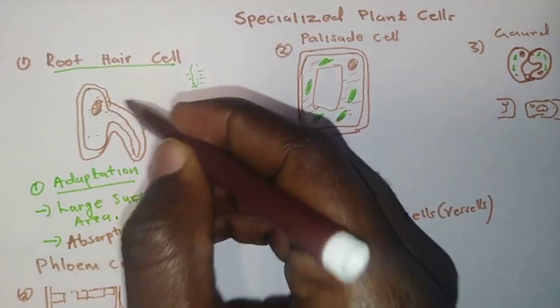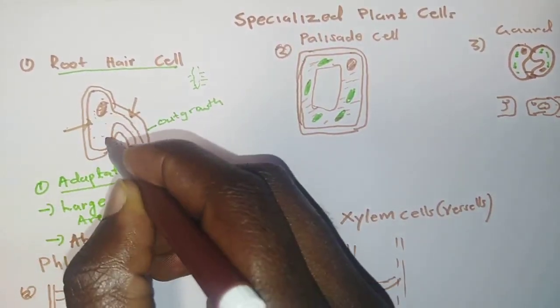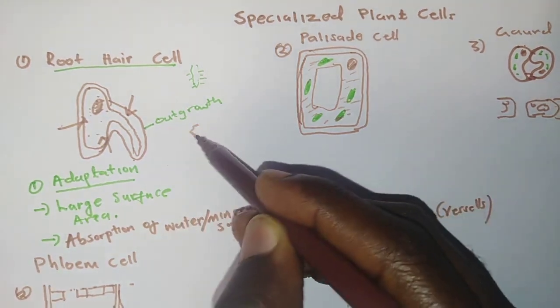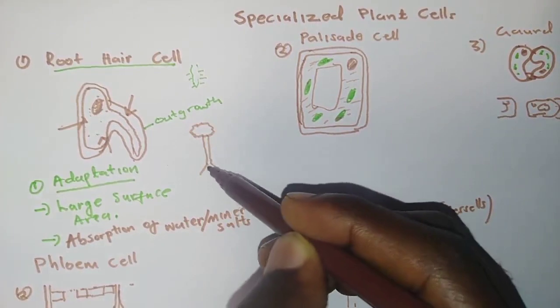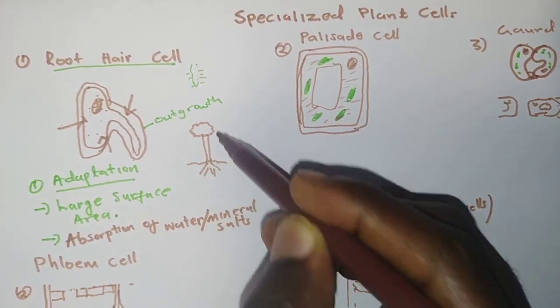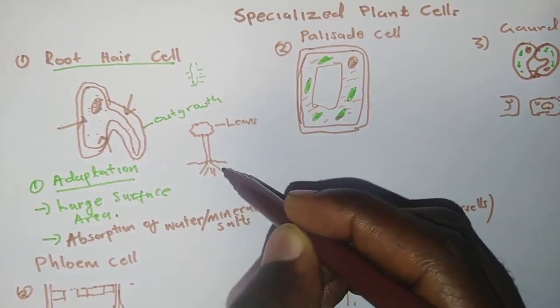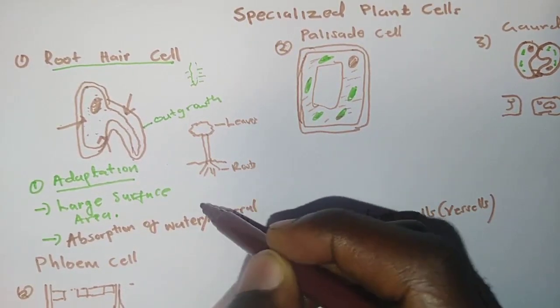So water is able to be absorbed from this point, this point, this point, because this cell has enough surface area for this absorption to take place. We have plants in this form. These are the roots, and this is where the leaves are. This is where you find such types of cells.